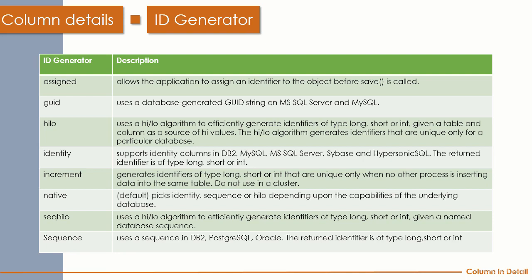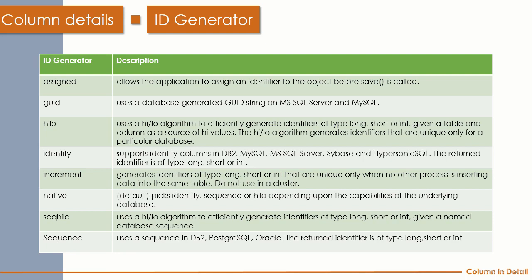The other commonly used one is the GUID. You can request the database to generate the GUID. It only supports MS SQL and MySQL. And the other one we usually use is the native. The native is the default one. The native one means the database will automatically generate the value for your primary key when you insert a row of data into the table. We will have more about different types of strategy later on when we talk about primary key.